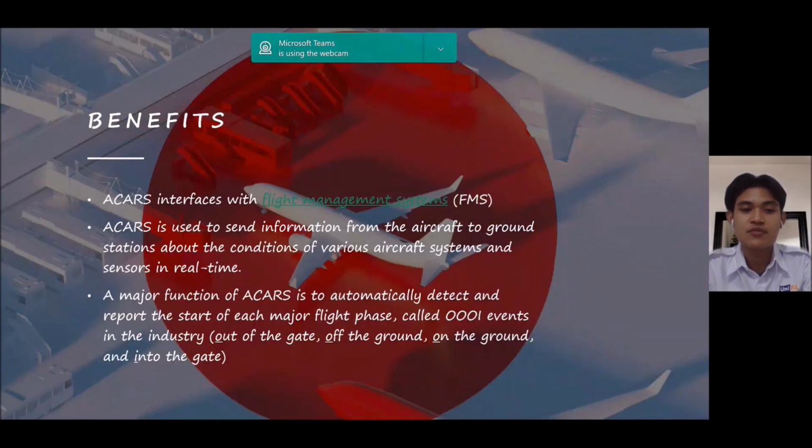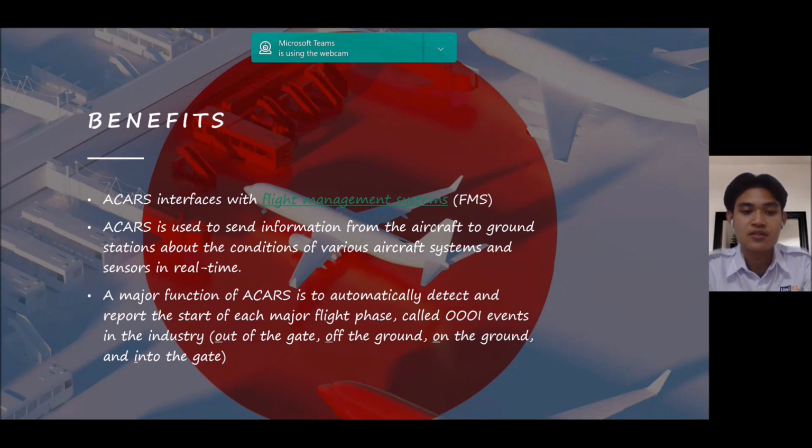So ACARS interfaces with the flight management system, known as FMS, acting as a communication system for flight plans and weather information to be sent from the ground to the FMS. This enables the airline to update the FMS while in flight and allows the flight crew to evaluate new weather conditions or alternative flight plans.